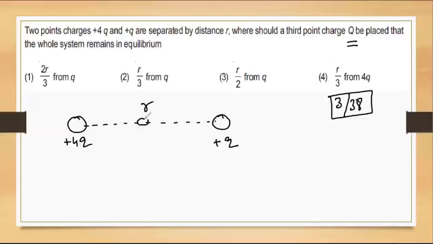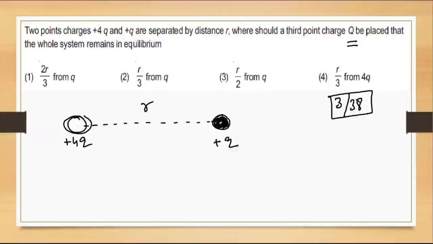Say it is placed here, okay? Then what will happen? This charge will be repelled by Q and this charge will be repelled by this 4Q also. So it means no question of achieving equilibrium by this charge. Because equilibrium means net force is zero. If one force is in this direction, the other force must be in this direction. Then only it can attain equilibrium. So it is sure that capital Q cannot be placed in between them.